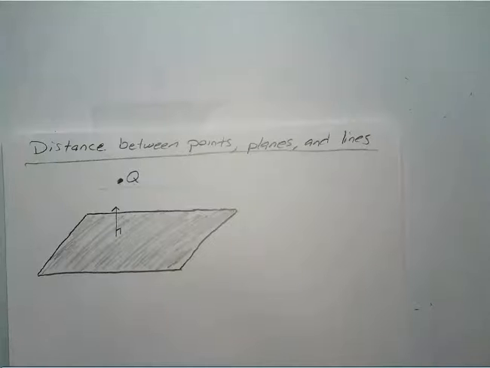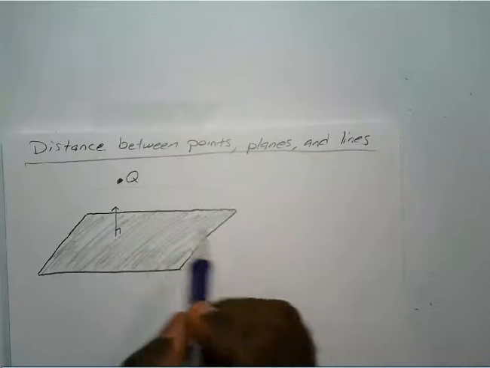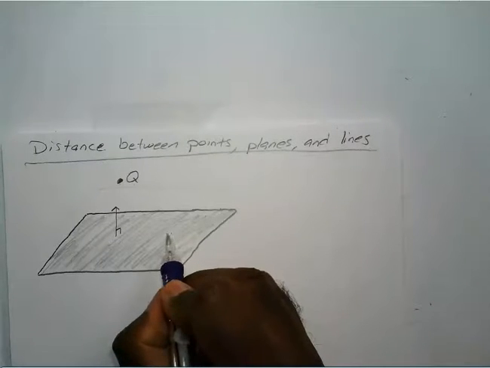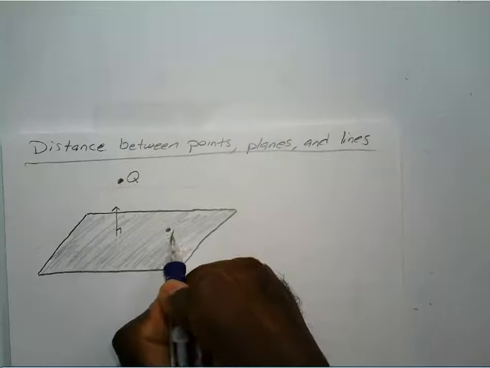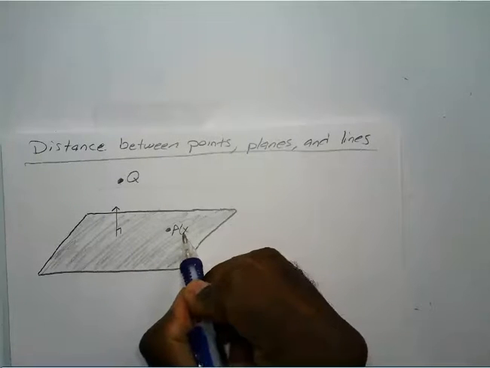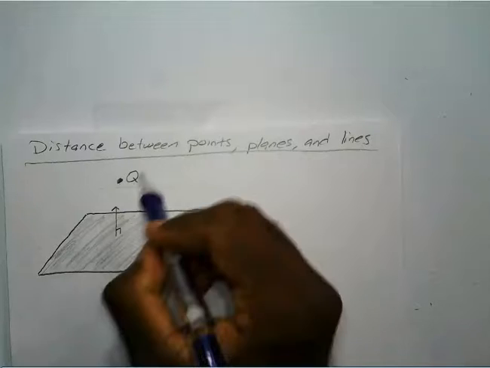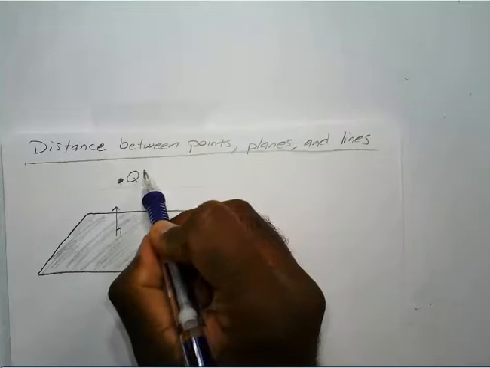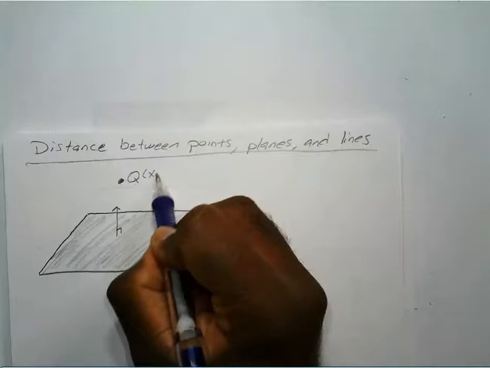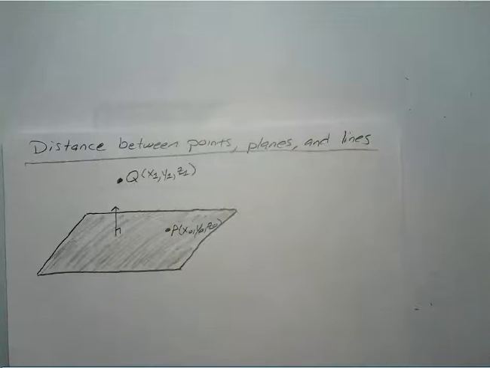Okay, and we also know that on this plane here, there is some point P. Okay, that's sitting on the plane. Now P will say has the point x0, y0, z0, and Q will say has x1, y1, and z1.